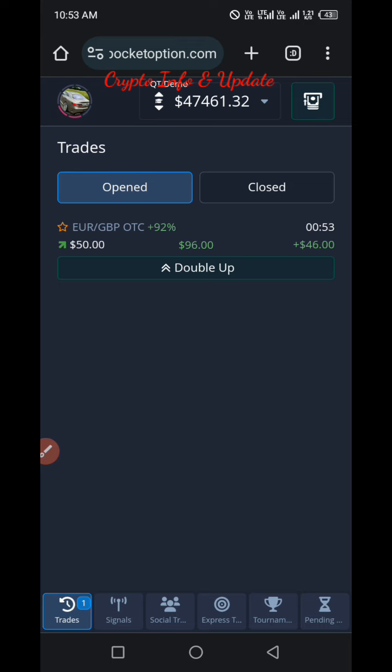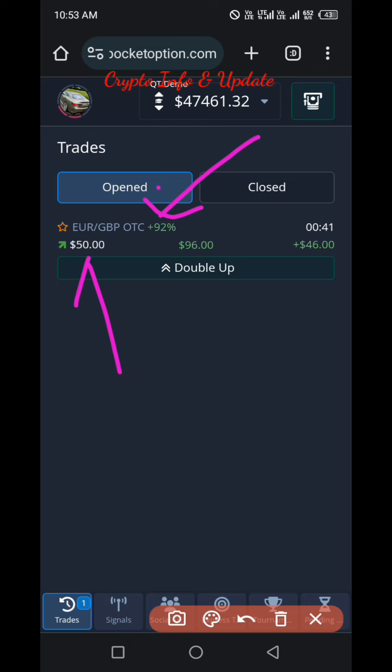Now, the potential profit for this trade, for example, is 92%, and I'm using $50. Once I click on it, though, the rollover button has disappeared because I'm in profit already. Like I told you, it only works when you are losing the trade. That's why you can't see it again, because right now I am in profit.